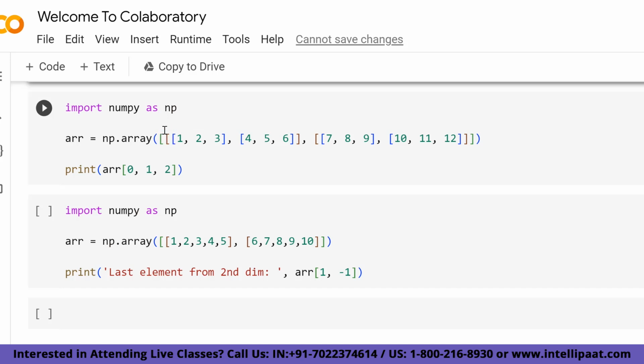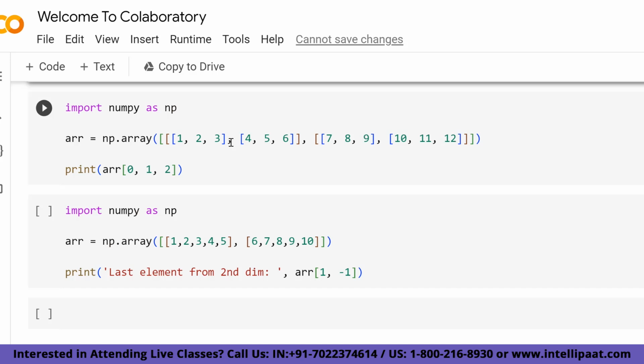Okay. Now, as you can see, how many brown brackets are there, guys? There are 2 brown brackets. So we can index them as 0 and 1. So 0 denotes the elements containing 1, 2, 3 and 4, 5, 6, whereas 1 denotes the elements containing 7, 8, 9 and 10, 11, 12.